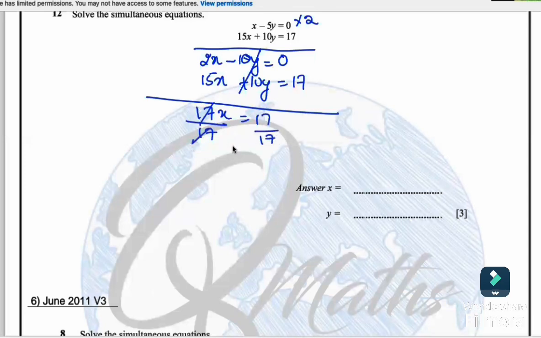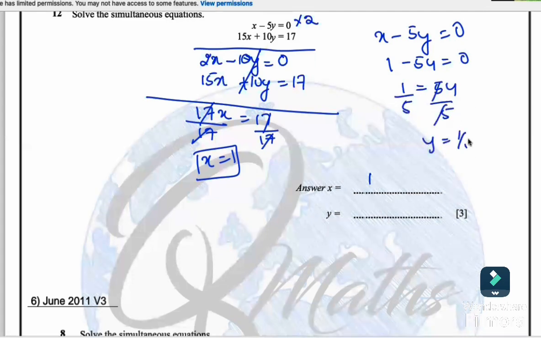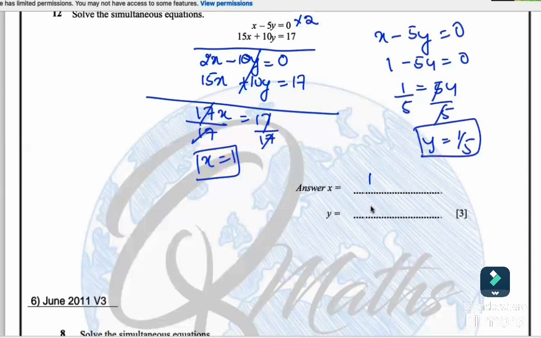So x is going to be 1, because I have 17x equal to 17, divide by 17 on both of the sides. So you will get x as 1. Now take any one simple equation to get the value of y. So 1 minus 5y is equal to 0, or 1 is equal to 5y, divided by 5 on both of the sides will give you y is equal to 1 over 5. So write the answer as 1 by 5.